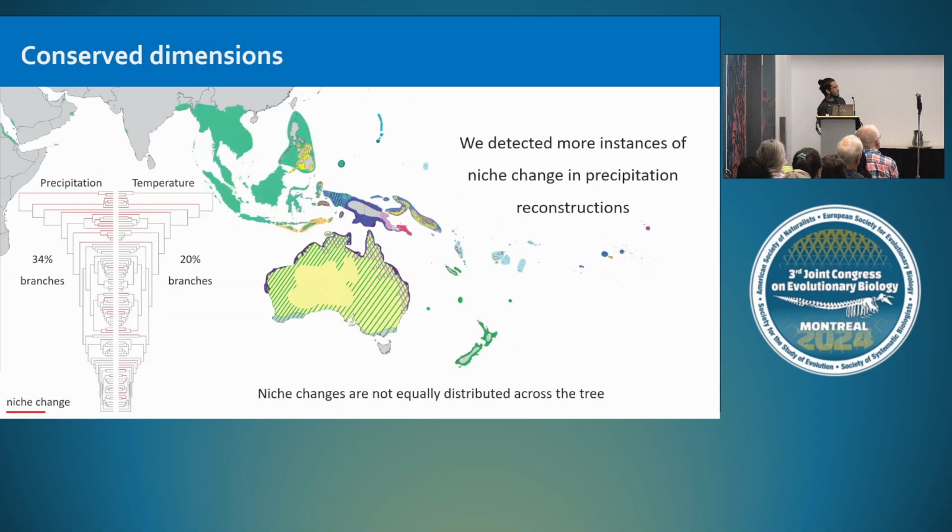And what we found is that, so here in the tree, I'm pointing out in red the branches of the tree that show change or niche evolution, right? And what we found is that more changes were detected in the precipitation variable than in thermal ranges. But as you can see, changes are not equally distributed across the tree.